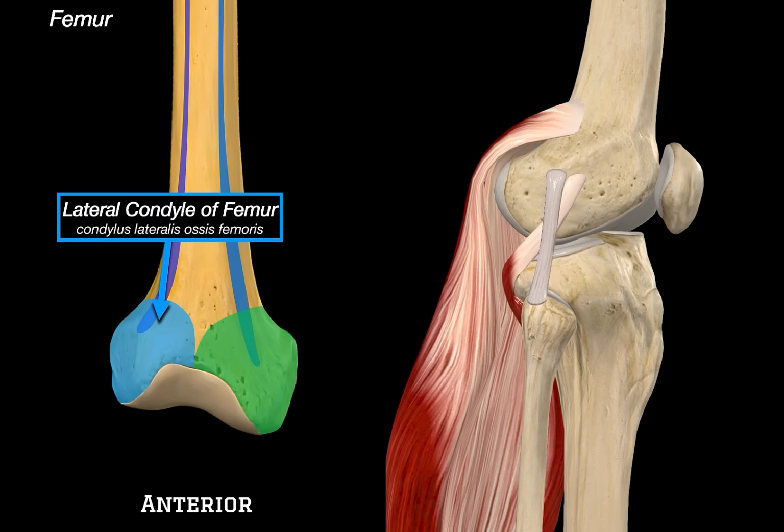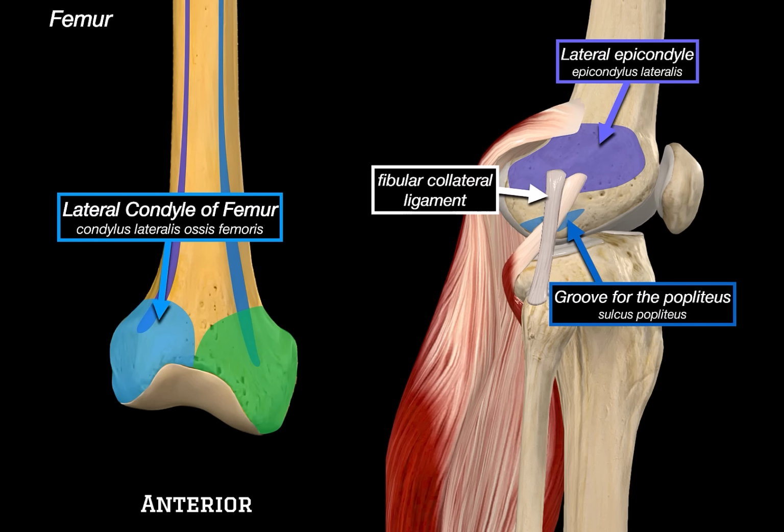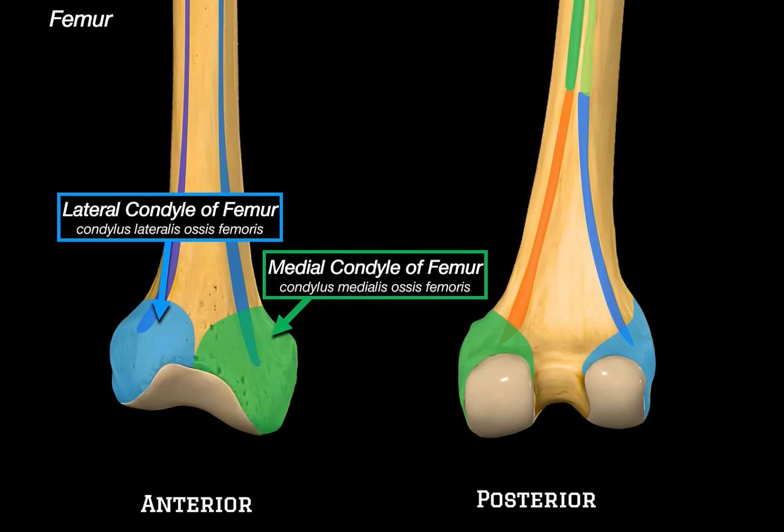Now, moving over to the lateral condyle, we can see the lateral epicondyle. This is where the fibular collateral ligament attaches. And just below that, there's a small groove called the groove of the popliteus. The popliteus muscle runs right through this groove as you see here. The medial condyle is also where the lateral head of the gastrocnemius originates. So those were the main bony features and muscle attachments around the condyles.